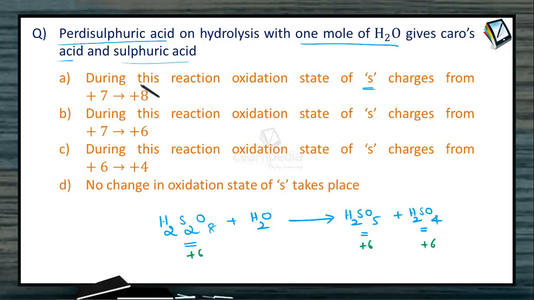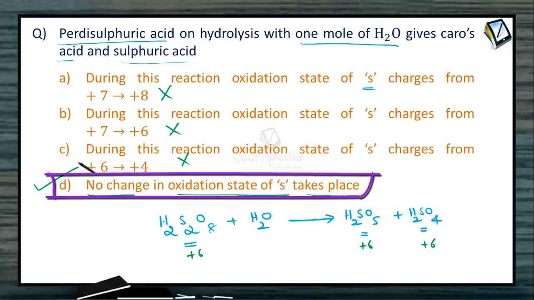Now let us check the answers. During this reaction, oxidation state of sulfur changes from +7 to +8, there is no change at all, +7 to +6, +6 to +4. In A, B, C, a change is indicated, but here there is no change. So therefore, no change in oxidation state of sulfur takes place. So it's not a redox reaction. Therefore, D is the right option.